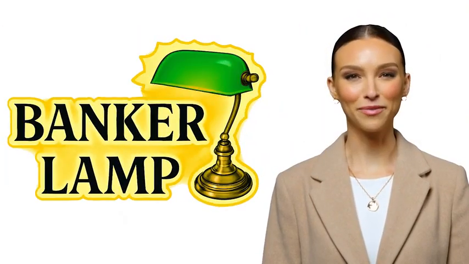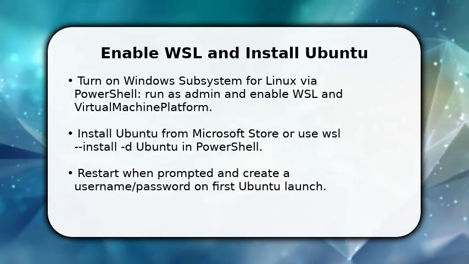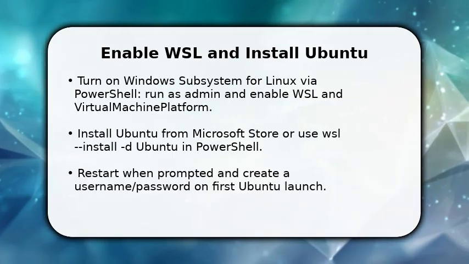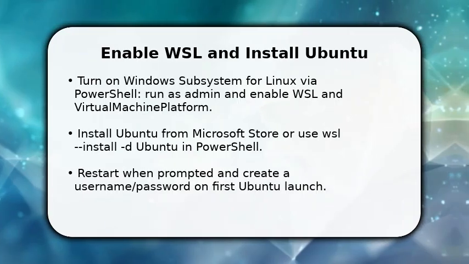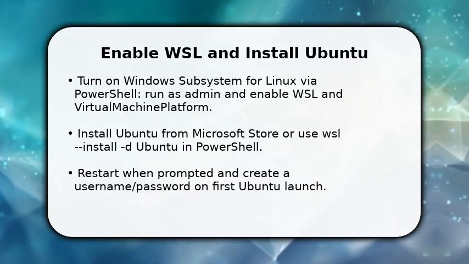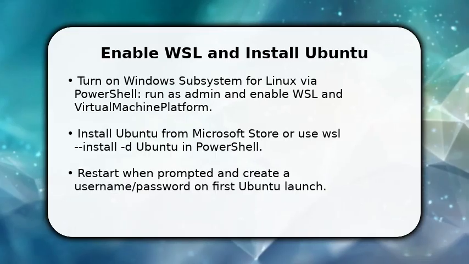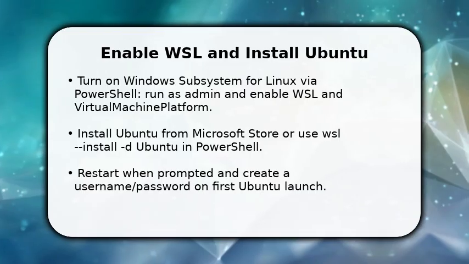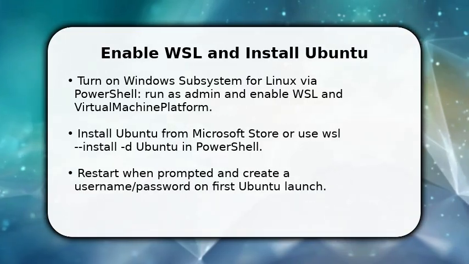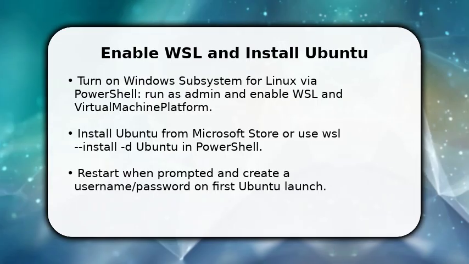Please enjoy the video. You start by enabling WSL now so the terminal will run Linux commands. Open PowerShell as administrator and run the commands to enable WSL and Virtual Machine Platform. Once done, either install Ubuntu from the store or run wsl --install -d Ubuntu. Make sure to restart Windows when prompted.